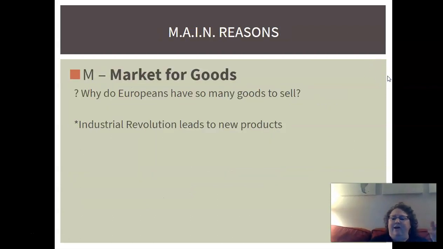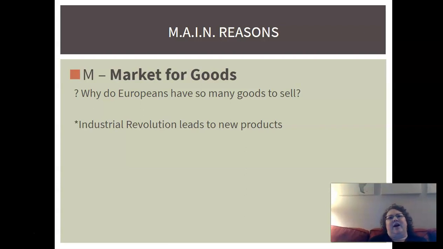So we now have our 4 reasons. So we kind of have a little easy acronym to help us remember kind of what's going on, so that we can keep all of these things straight in our head. And the one we're going to do for imperialism is, what are the main reasons that caused imperialism? And the first is, this is directly related to that Industrial Revolution, the market for goods.